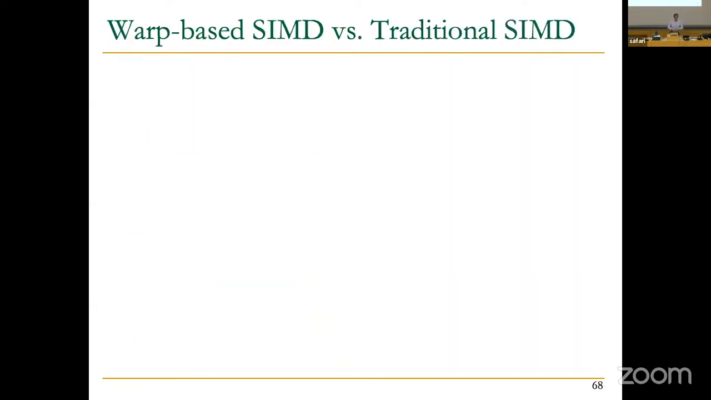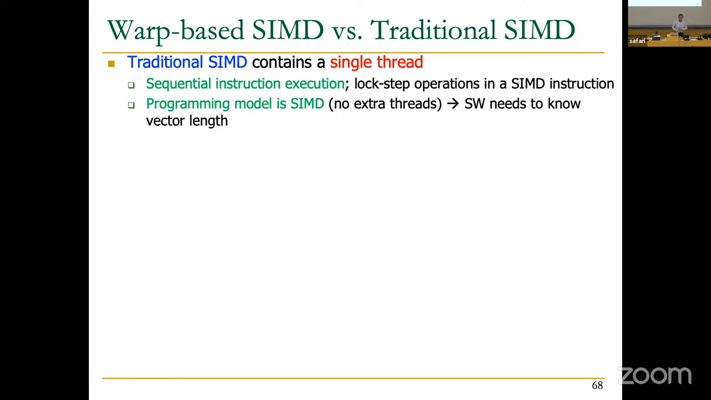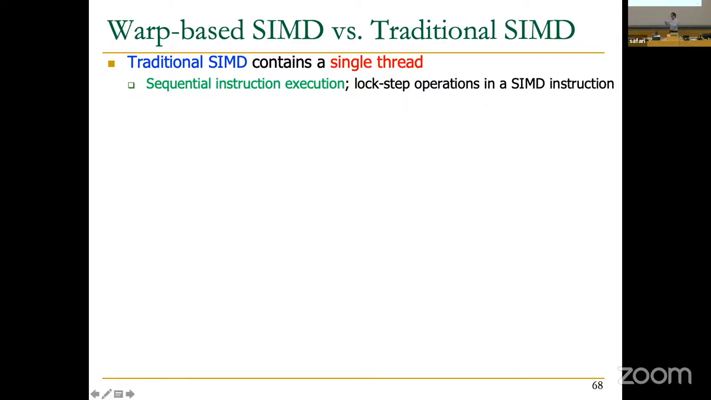Okay, so without going into further detail and complicated things, let's talk about the advantages and disadvantages of warp-based SIMD versus traditional SIMD again. And then I'm going to show you a particular advantage that we cannot get with traditional SIMD. So traditional SIMD really contains a single thread. This is really sequential instruction execution in the end. You have lockstep operations and SIMD instructions. We've discussed this. Programming model is SIMD. So what does this mean? You have a SIMD operation, a vector load, for example. When you do the vector load, you need to finish every single element of that vector load before you can move to the next instruction.